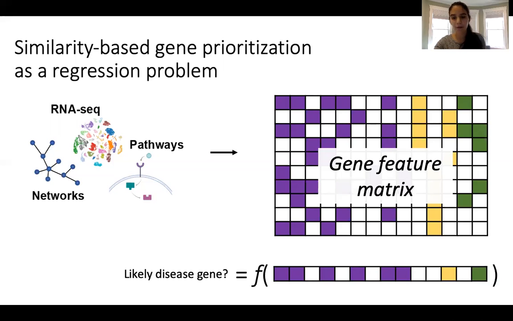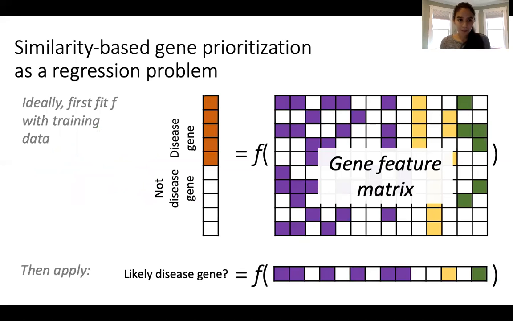So in other words, what function of this gene feature vector will give us the most information about whether a gene is likely to be a disease gene? In an ideal world, we would have lots of training data of gold standard genes that we know are disease genes or are not disease genes, and we'd use that to learn F.